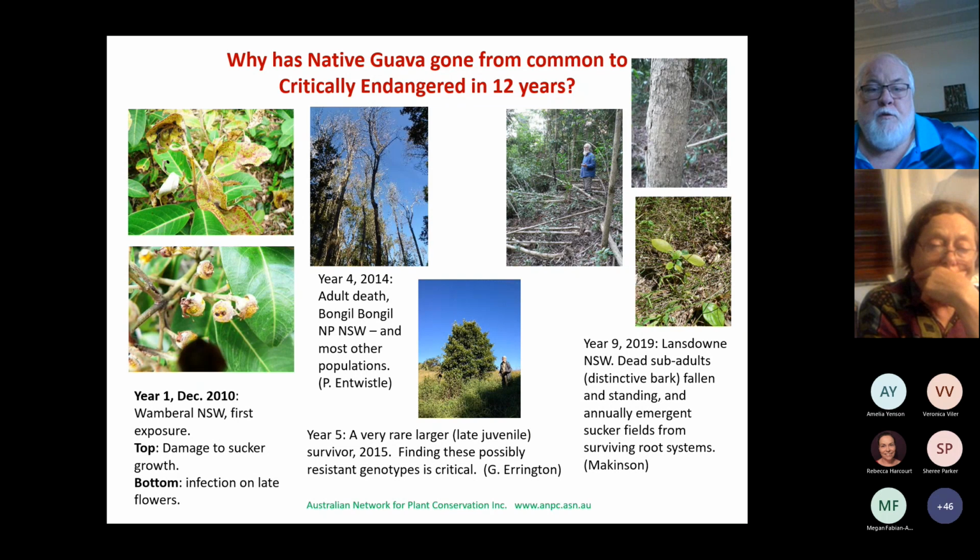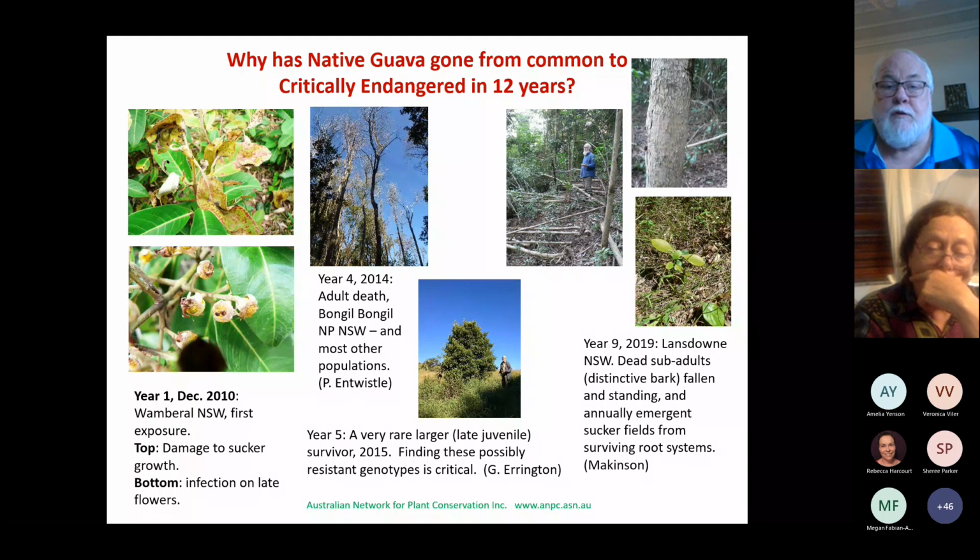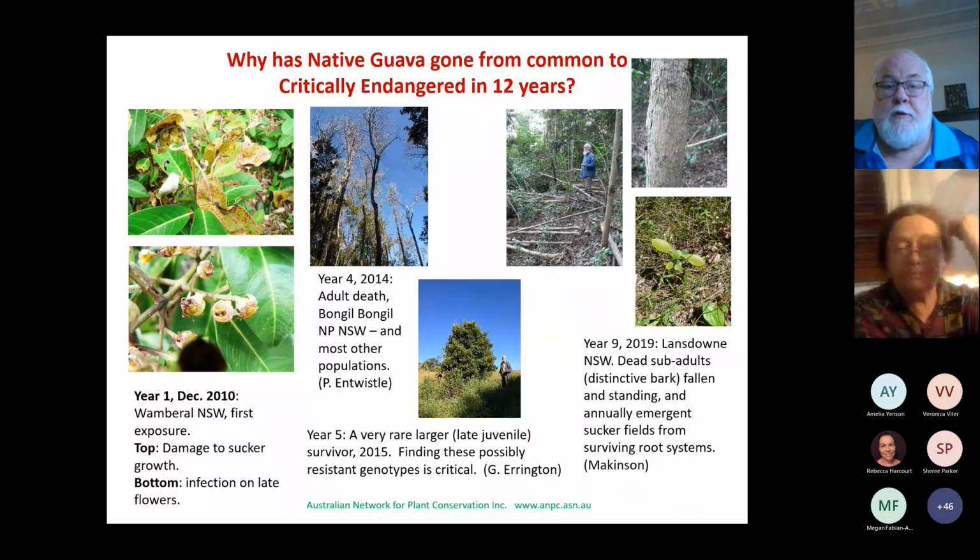There are isolated individuals, as with the shot at center bottom, of reasonable size plants still surviving. That is still the case, but they are very rare. And it's hard often to tell whether they are genuinely resistant to the rust or have just escaped due to local climatic or overall weather conditions. By 2019, even on the north coast of New South Wales, things were reduced to the situation you see in the three shots at right, basically standing and fallen trunks. They've got quite a distinctive bark, so you can still tell where the poor buggers were.